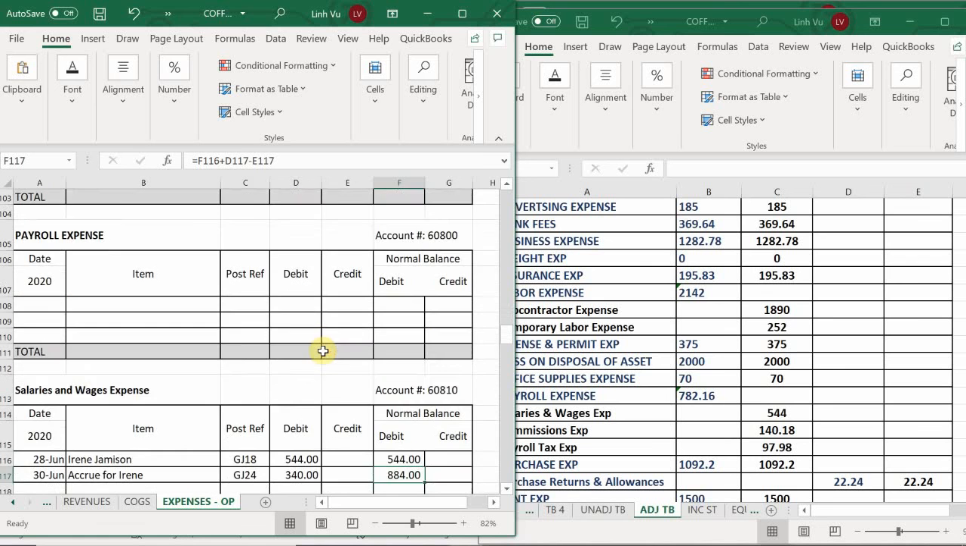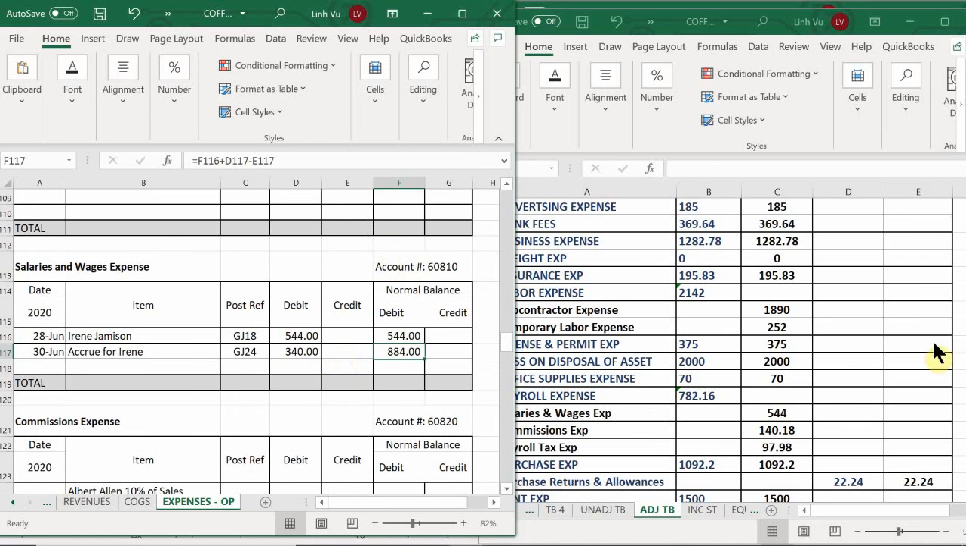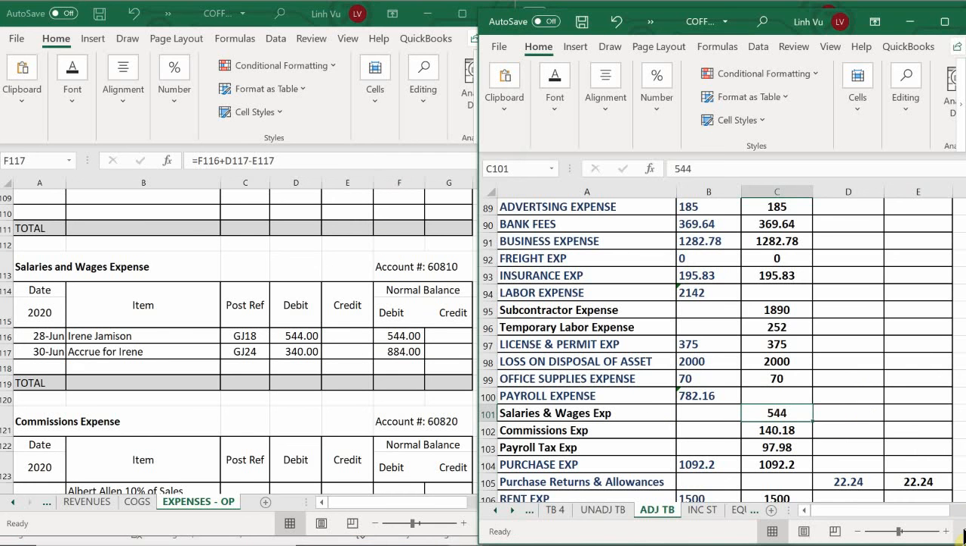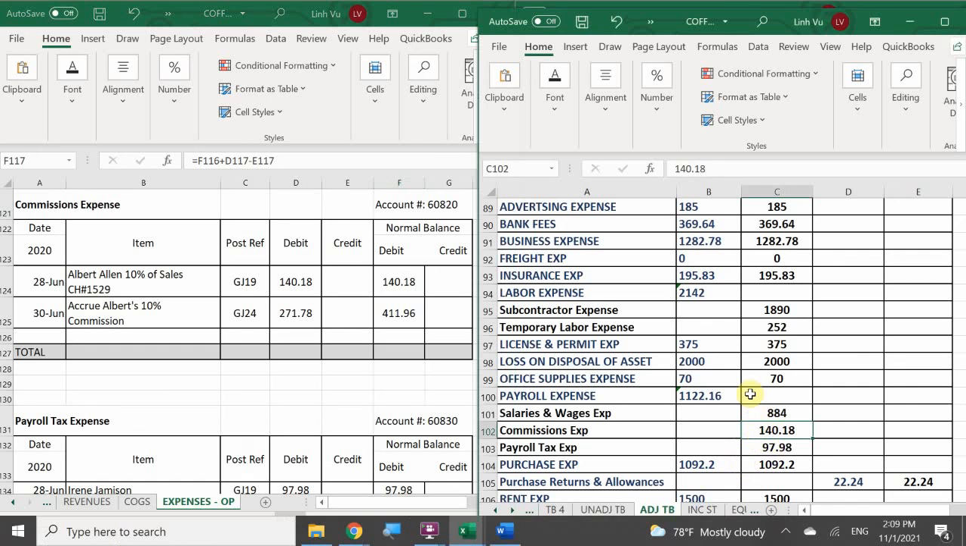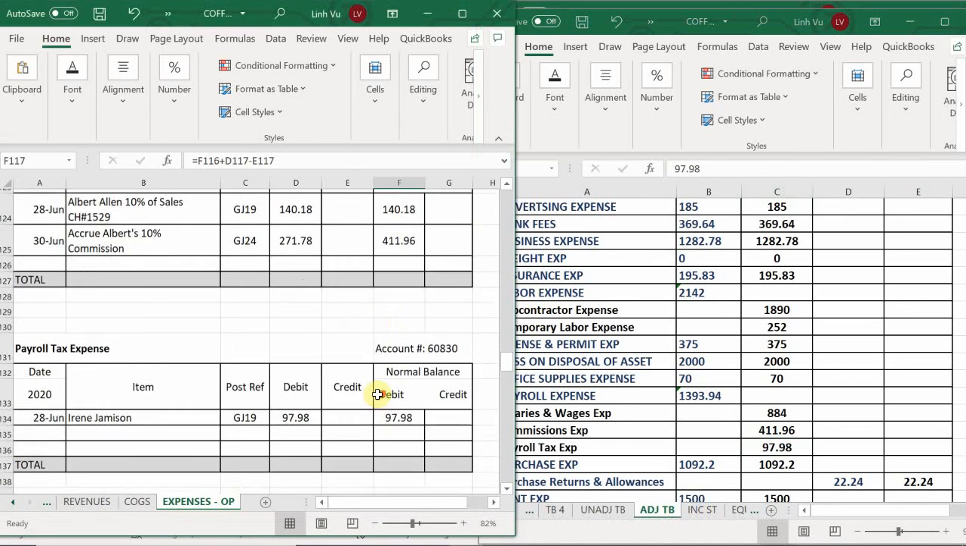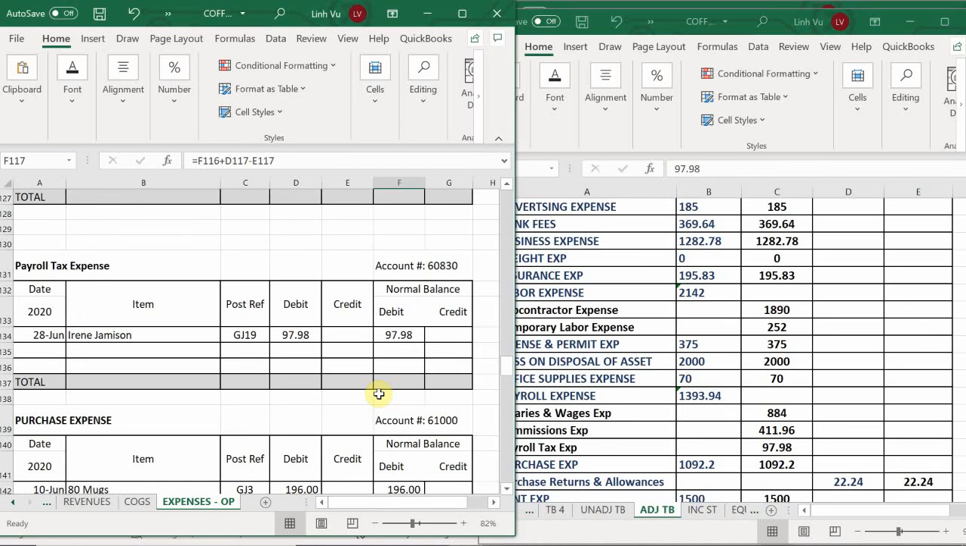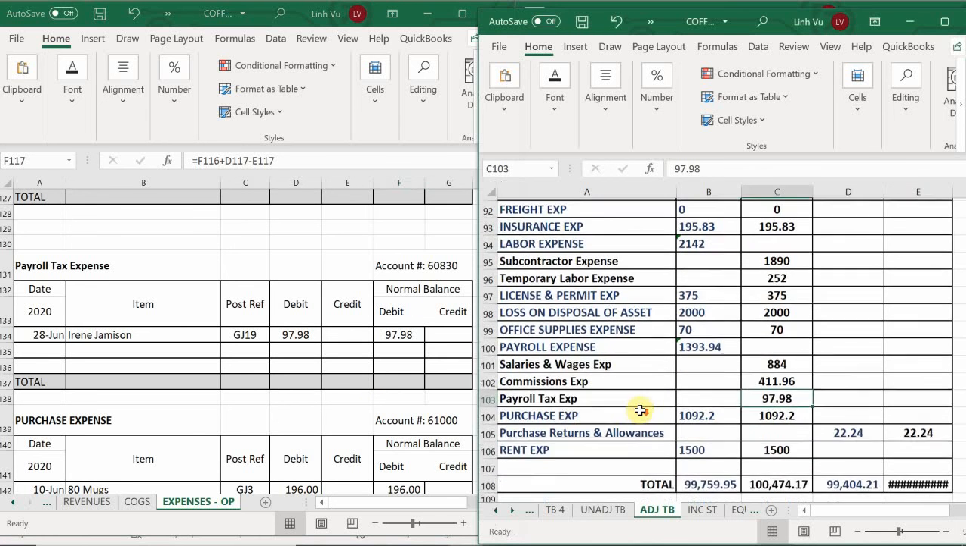What about our payroll expenses, salaries and wages expense? 884. Okay. What about my commissions expense? Commission 411.96. Okay. And my payroll taxes is still 97 because we haven't done the second round yet. Okay, so there you go. So that's updated now to 1,393.94.